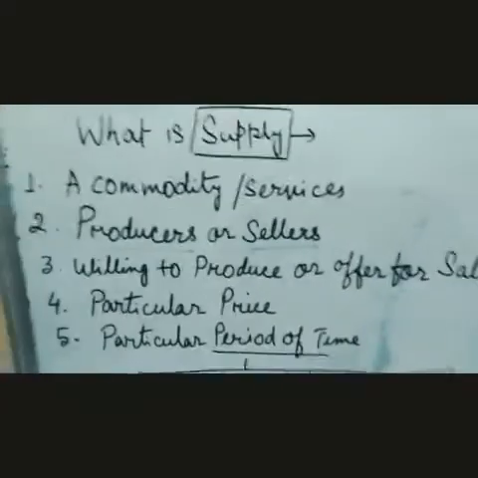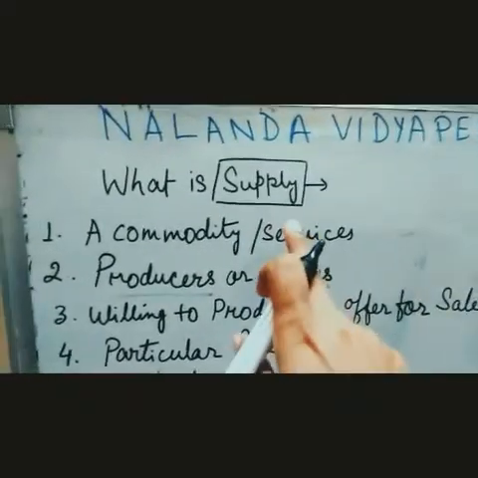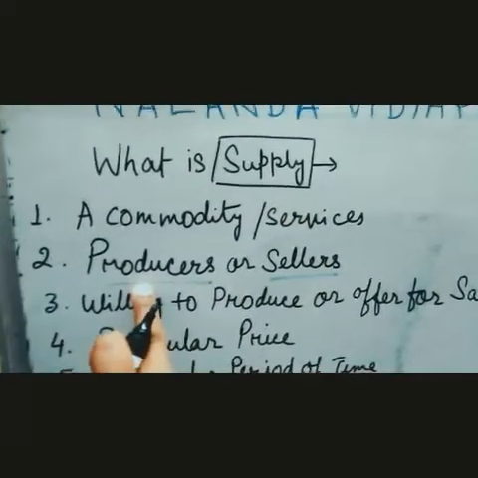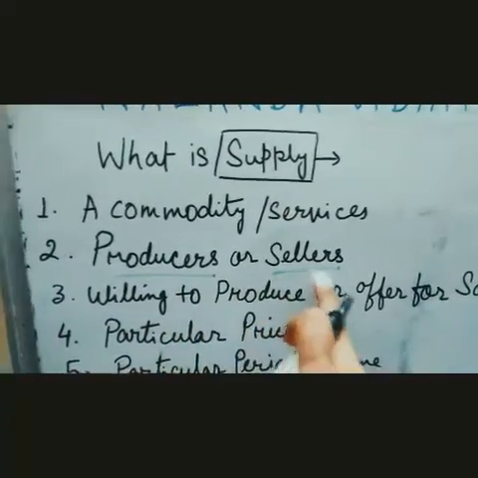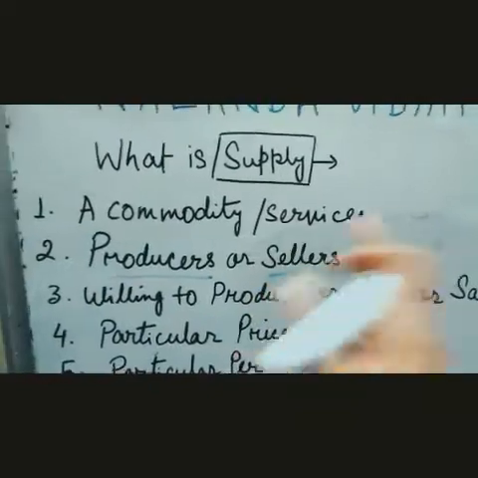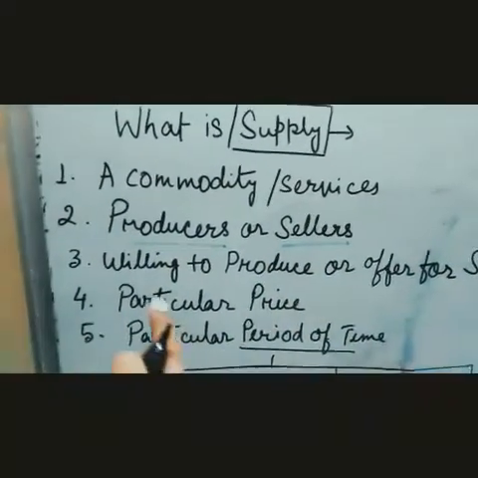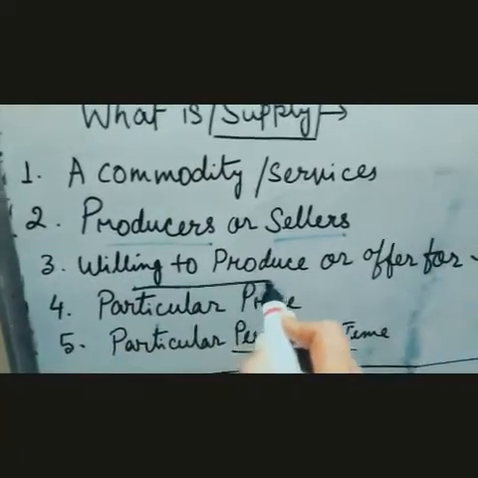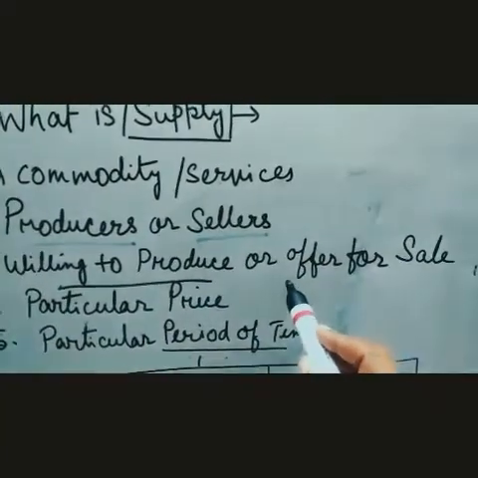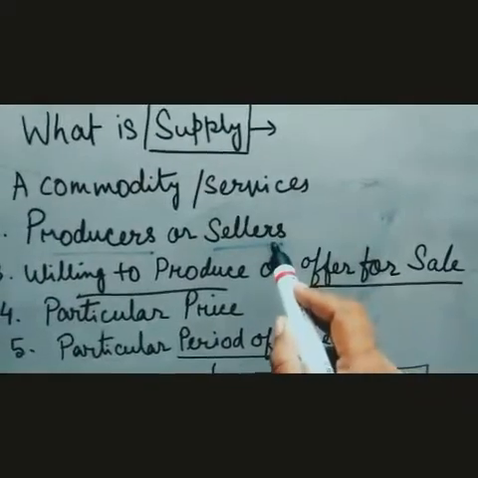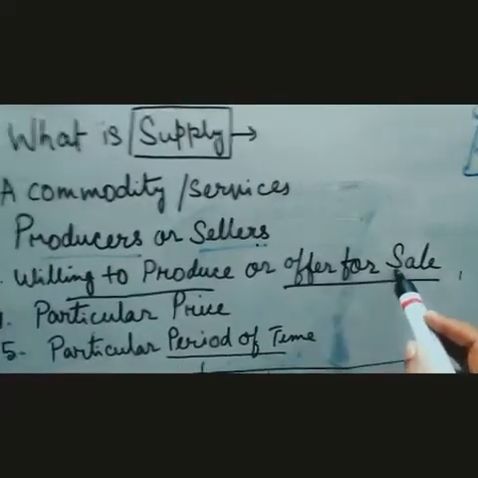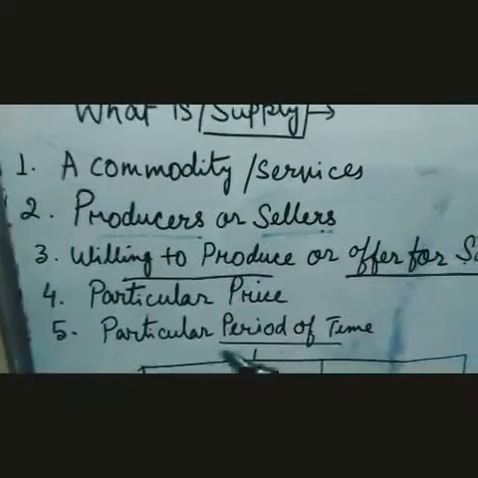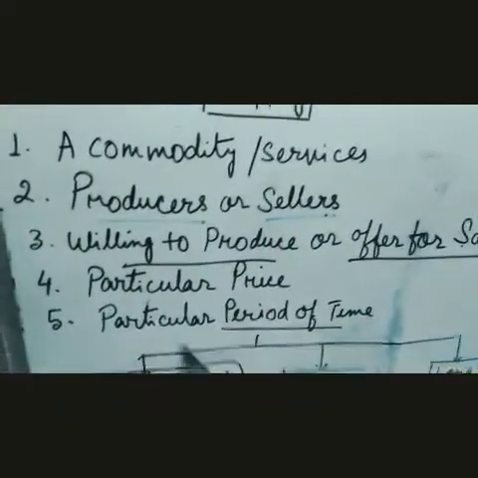So, for supply, what are the important ingredients? As I told you, it is coming from producers or sellers. Commodity and services, as we have in demand. Next, third is willing to produce. This is very important, willing to produce or offer for sale, because if it is the salesperson, then they should offer to sell. The salesperson should have the willingness to sell.